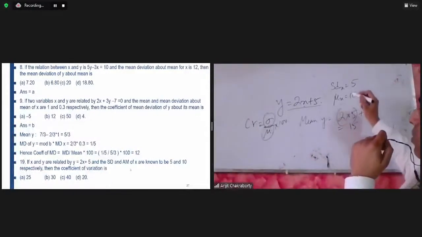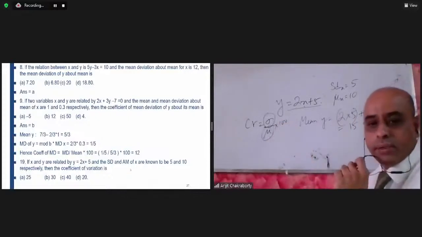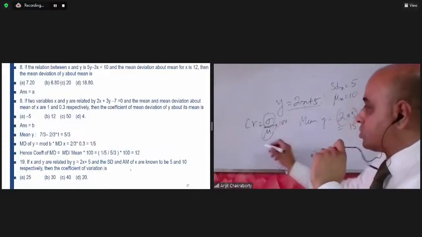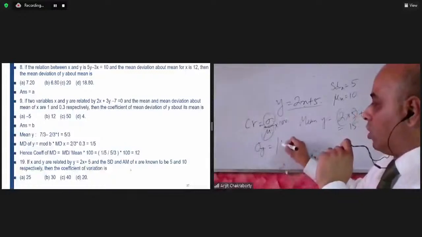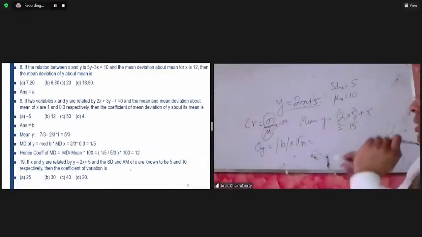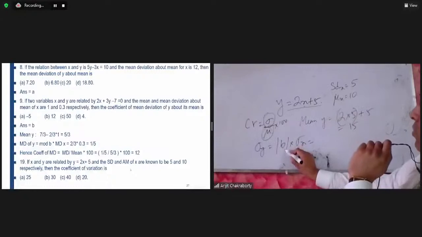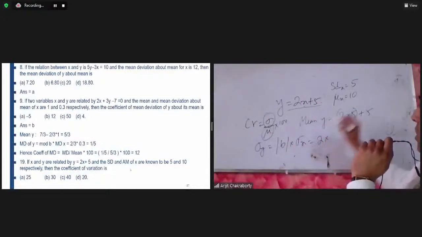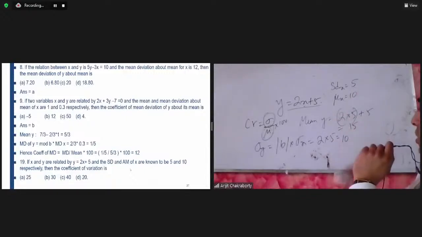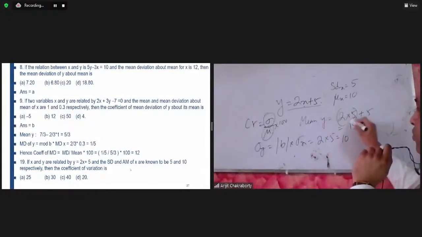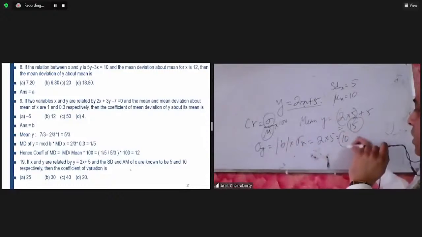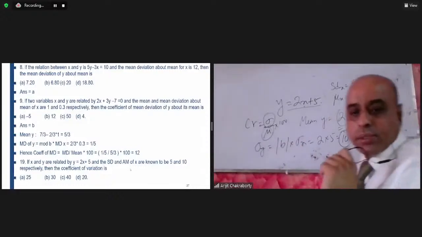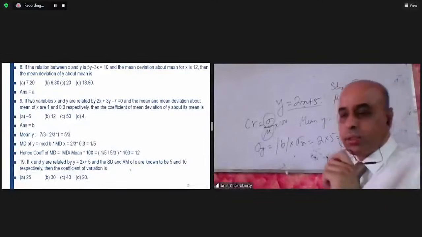Now we need to find out the second one, that is standard deviation. So sigma y will be equal to mod b into sigma x. Mod b is 2, so 2 into sigma x. Sigma x is 5, 2 into 5, I'm getting 10 here. So now we have got mean is 15 and SD is 10. Therefore we have to find out the coefficient of variation.